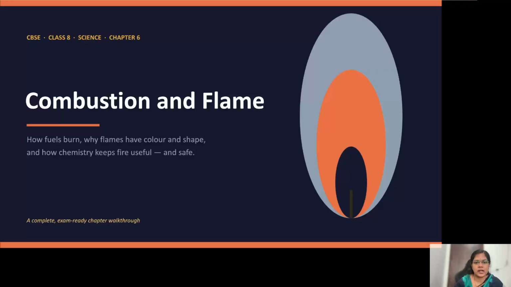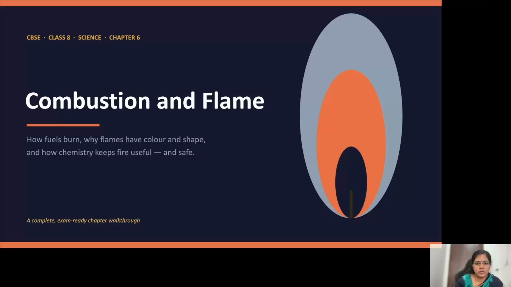This chapter answers four big questions: what exactly is burning, chemically speaking? What three things must be present for anything to catch fire? Why does a candle flame have different colors in different parts? What makes one fuel better than the other? What is the environmental cost of burning fuels?